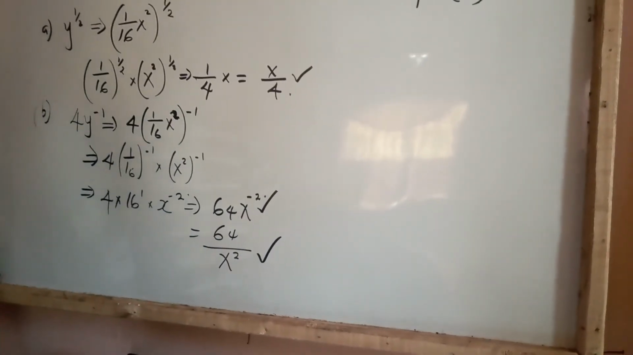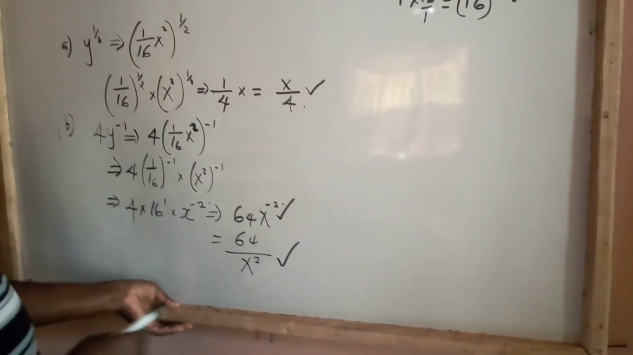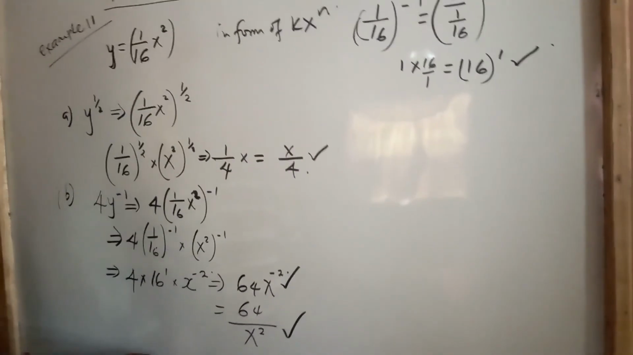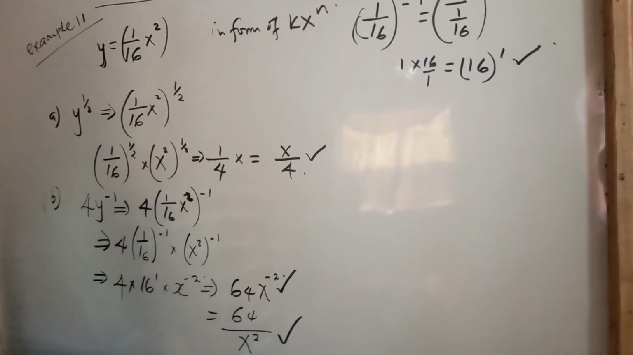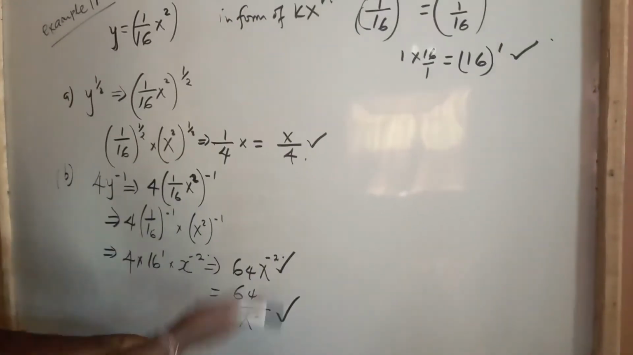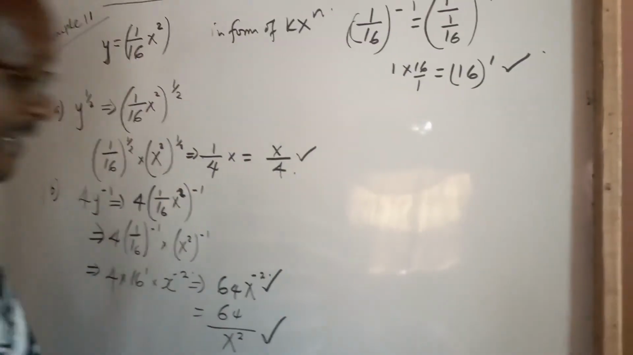But if you're told to express this without a negative index, then this is correct. If you're simply supposed to evaluate, any answer is correct. All right?